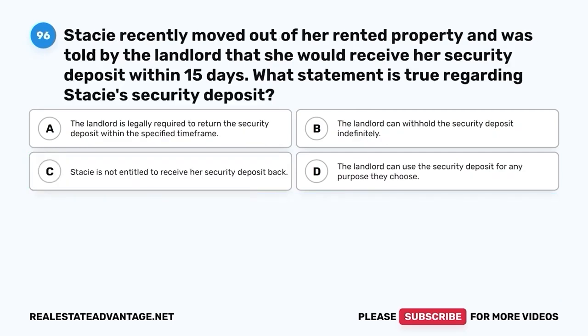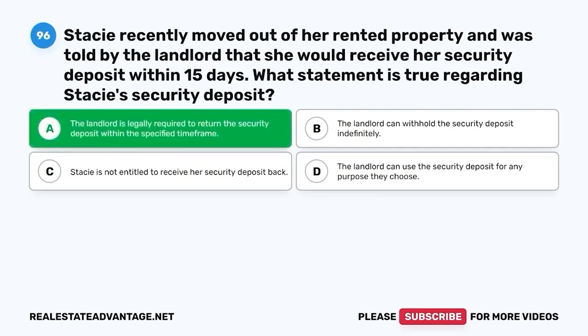Question 96. Stacy recently moved out of her rented property and was told by the landlord that she would receive her security deposit within 15 days. What statement is true regarding Stacy's security deposit? A. The landlord is legally required to return the security deposit within the specified time frame. B. The landlord can withhold the security deposit indefinitely. C. Stacy is not entitled to receive her security deposit back. D. The landlord can use the security deposit for any purpose they choose. The correct answer is A.